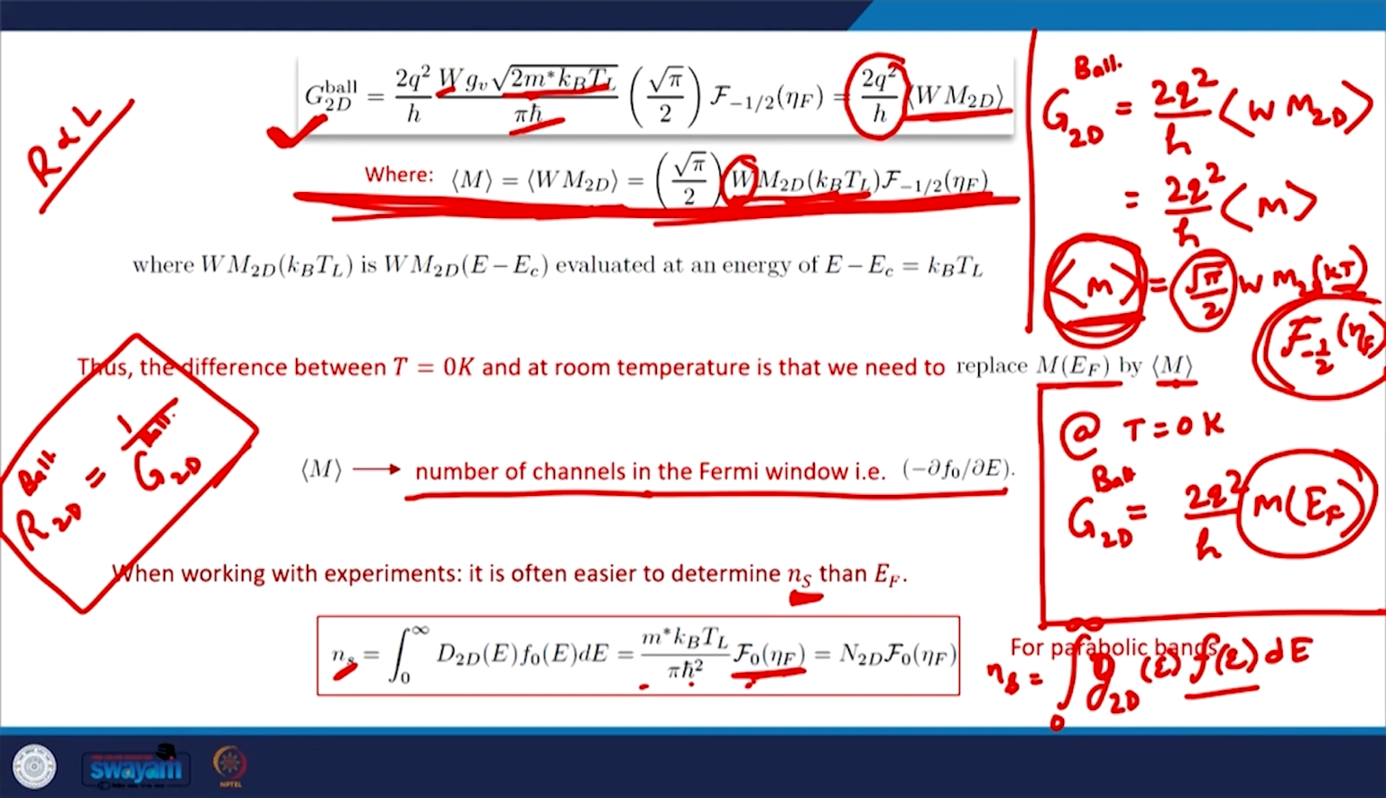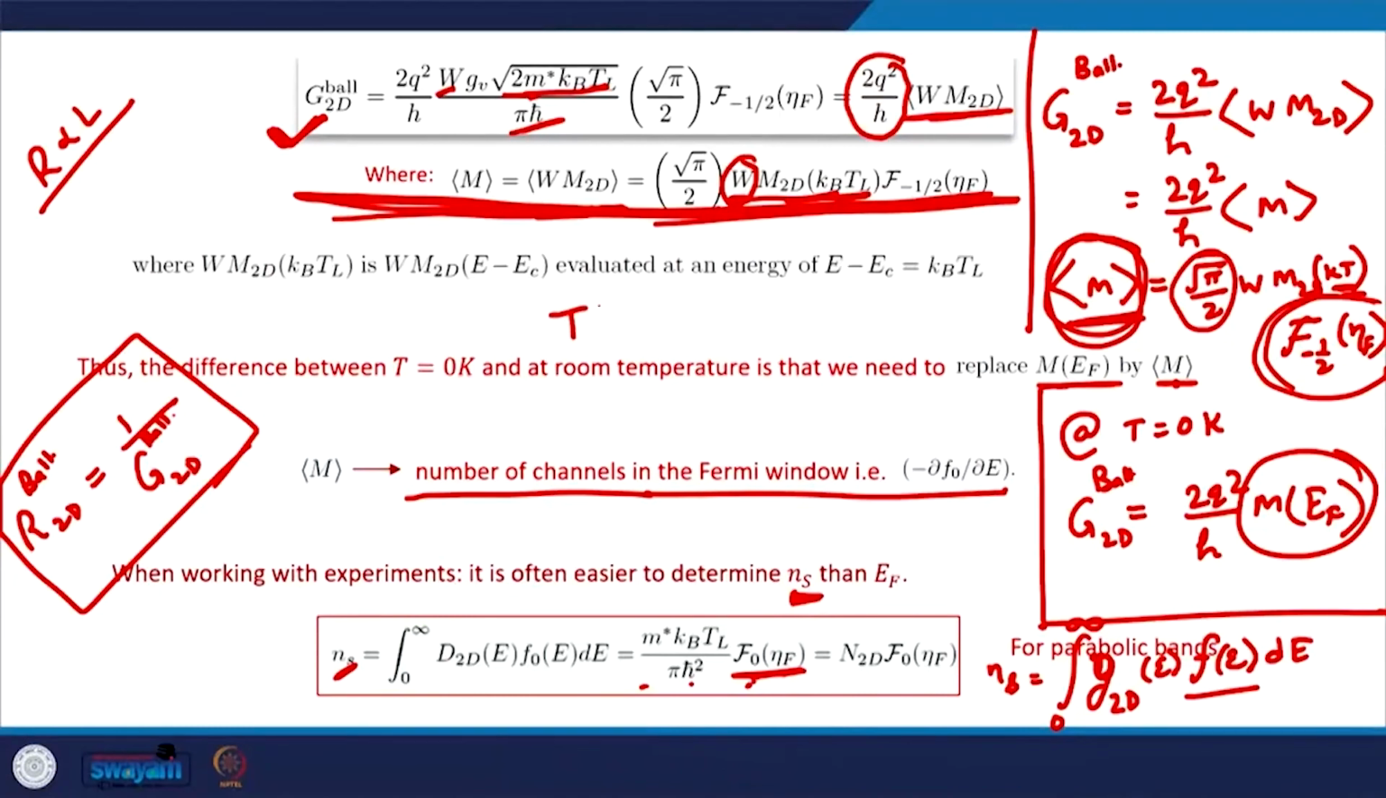And that is also understandable because the more the width, the more will be the number of modes and the less will be the resistance, or more will be the conductance. So, this is how we can do calculation for conductance and resistance in realistic situations for a ballistic conductor.